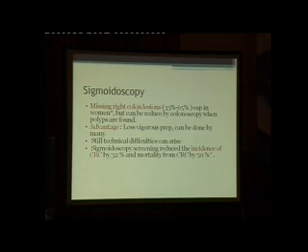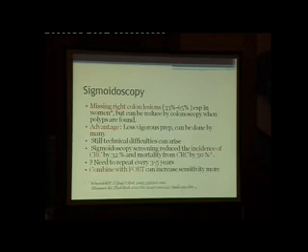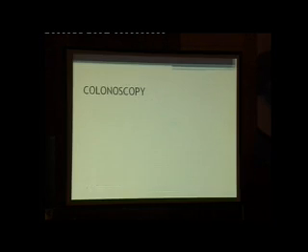The evidence for sigmoidoscopy is very good, actually. There's clear evidence that there is a reduction in incidence of colorectal cancer by 32% and mortality by 50%. But you still have to repeat it every 3 to 5 years. Colonoscopy, we will talk about, it's a 10-year test. If you combine sigmoidoscopy with occult blood testing, you may also increase your sensitivity.